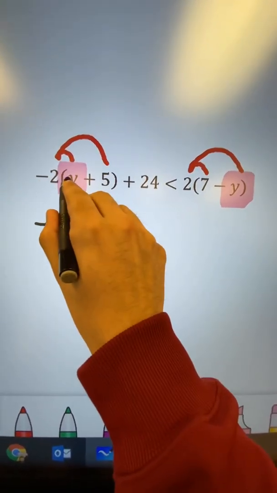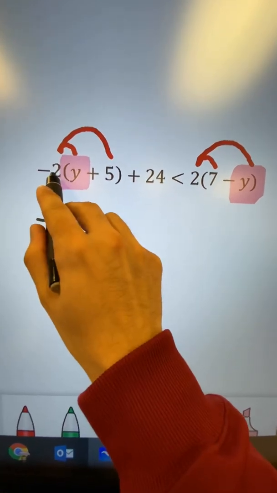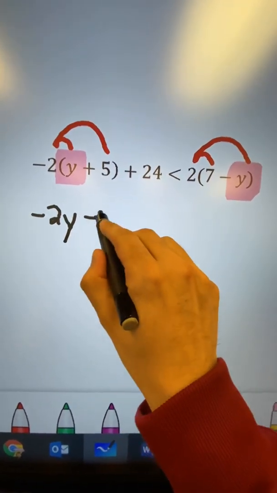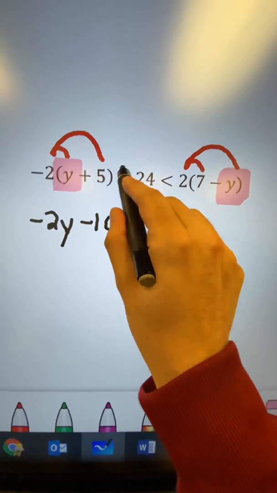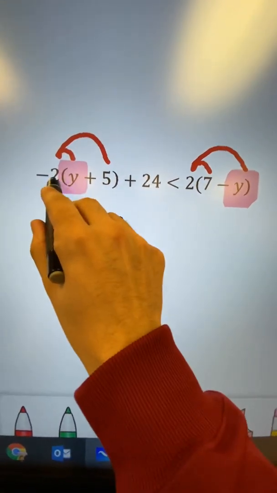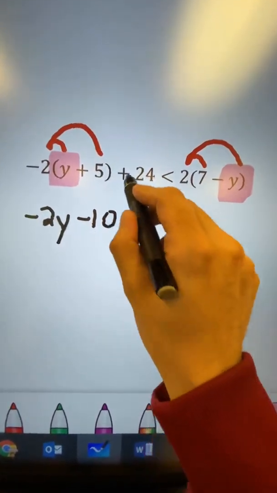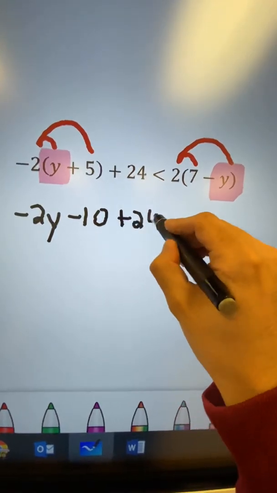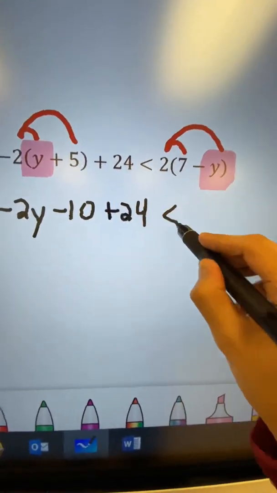Negative 2 times 1y is negative 2y. Negative 2 times positive 5 is negative 10. Be careful. You're not distributing the 2 over here because that's not inside the parentheses. So you're just going to bring down your plus 24. Bring down my inequality sign.